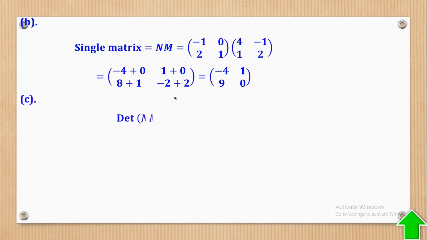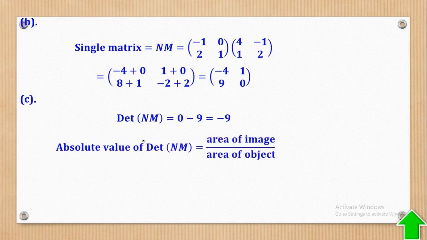Now we shall go to part C where they want the area. For you to get the area, you have to first get the determinant. So the determinant of this single matrix is the product of entries in the major diagonal, which is negative 4 by 0 to give me 0, minus the product of entries in the minor diagonal, which is 9 times 1 to give me 9. So 0 minus 9 will give me negative 9. Now, because the determinant is negative, we shall use the absolute value of the determinant. The absolute value of the determinant will be equal to area of image over area of object.